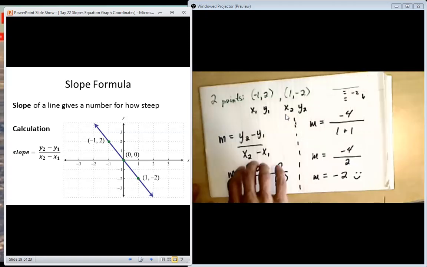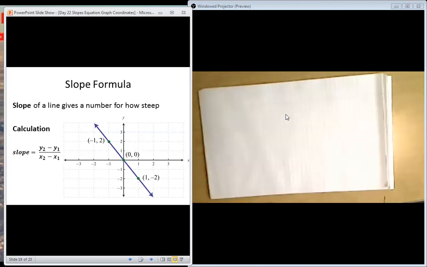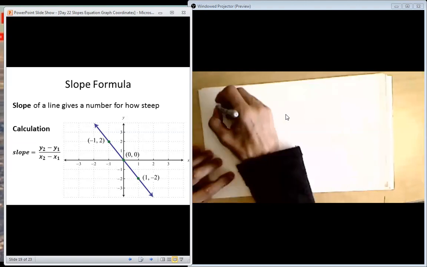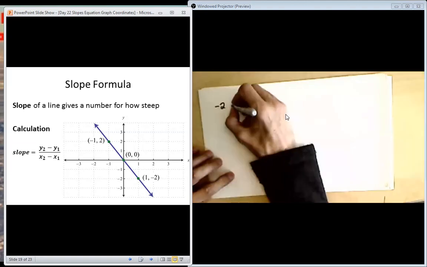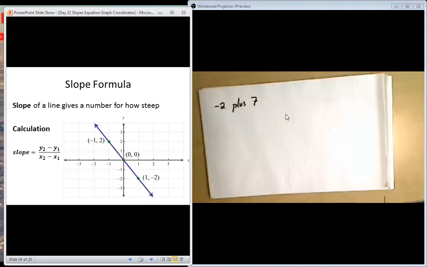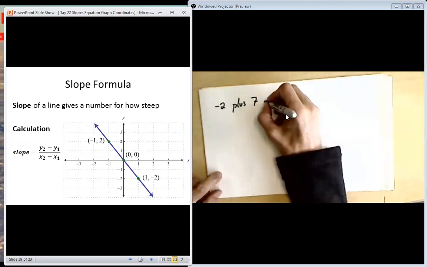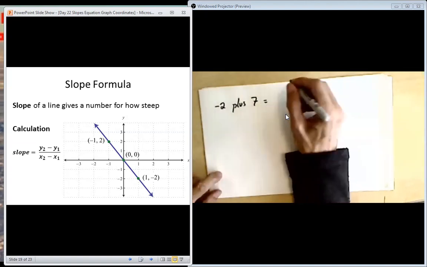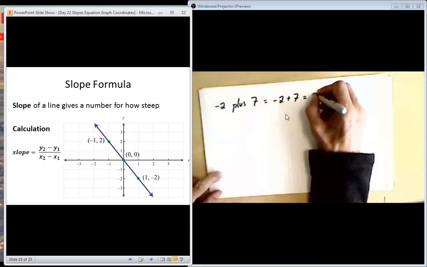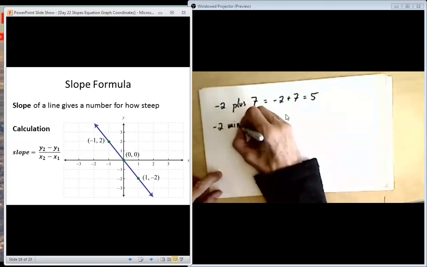We got to take a look at working with integers, eh? Subtracting negatives and stuff? We need to look. Okay, what's -2 plus 7 going to be? 5. It's going to be 5 for sure. So it looks like this. -2 plus 7 is 5, right? So how about -2 minus 7?